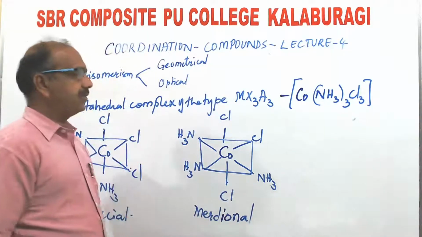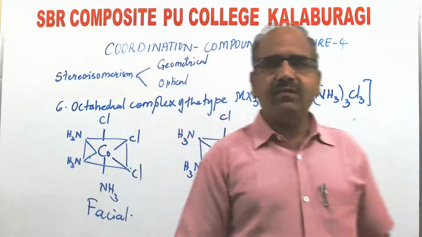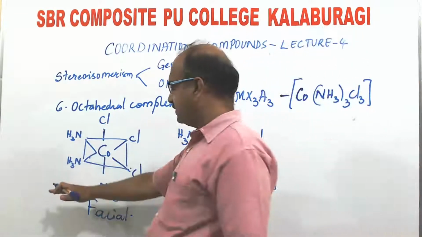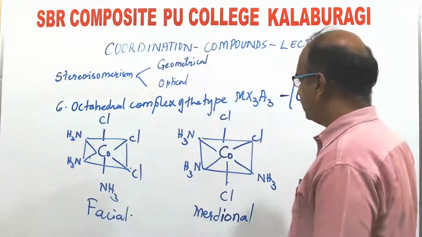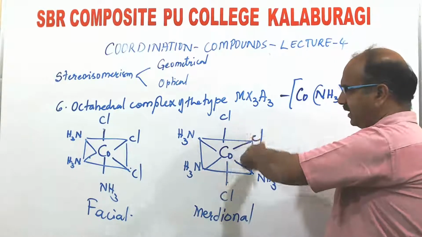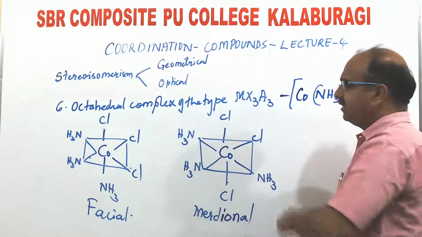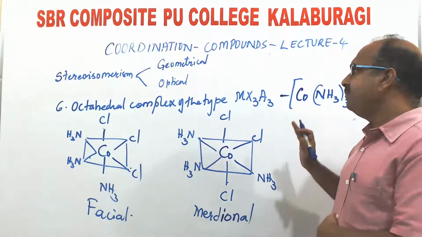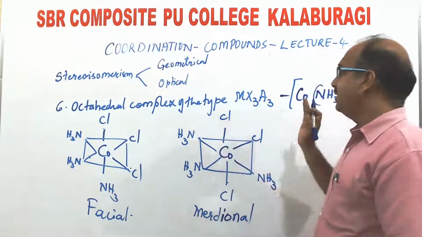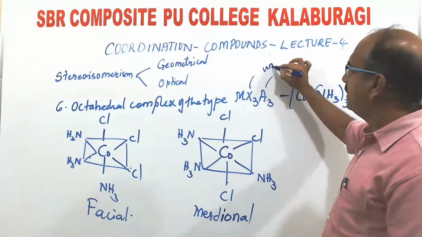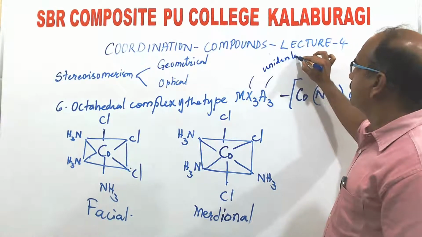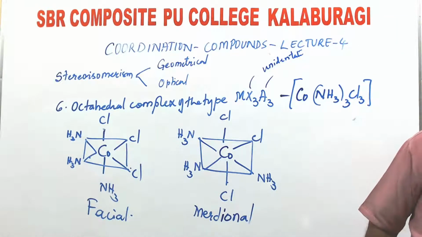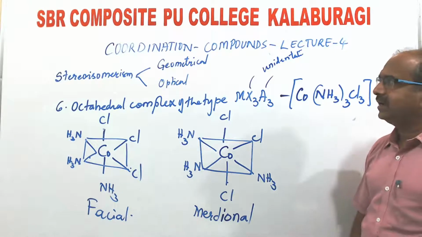Meridional isomer. Meridian we say, isn't it? Equatorial, meridian position we say. So that same word here. If they are on one face, it is called a fac isomer. If they are not on one face, if they are in the meridian, above and below like that, then it is the meridional isomer. So an octahedral complex of the type MX3A3, where both X3 and A3 are unidentate. This completes the geometrical isomerism.